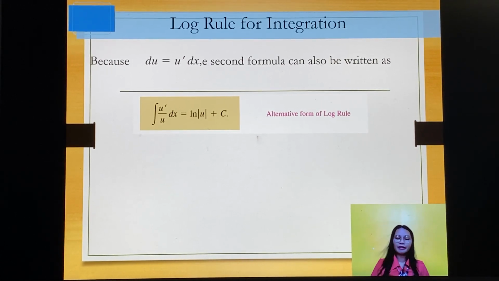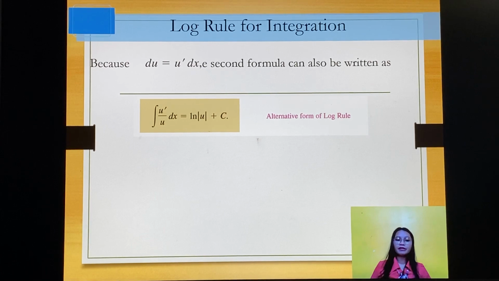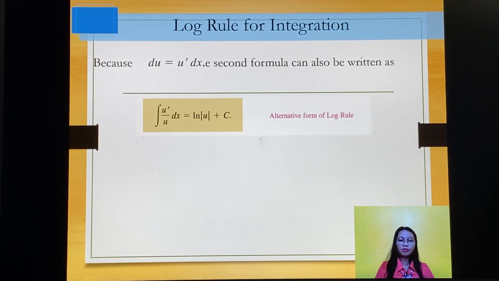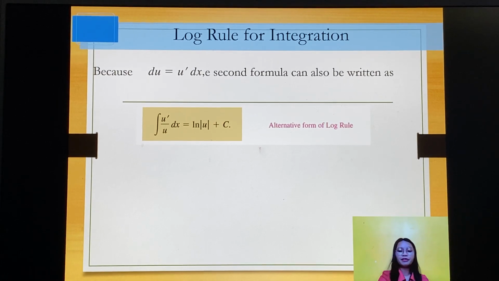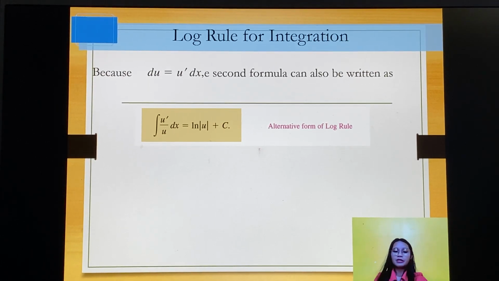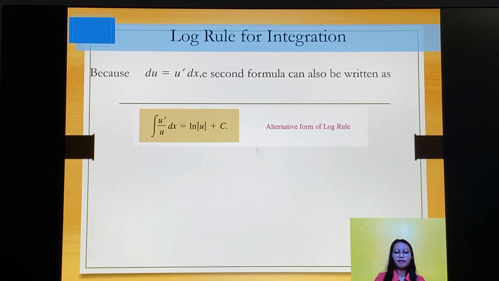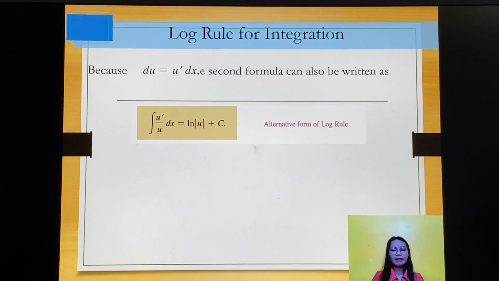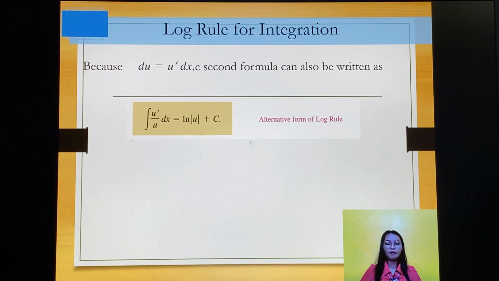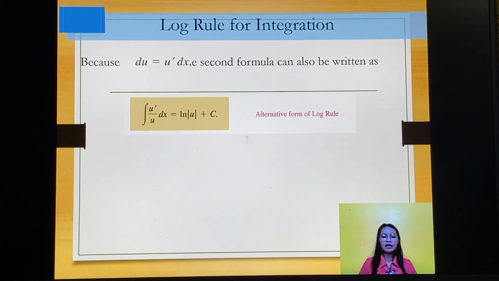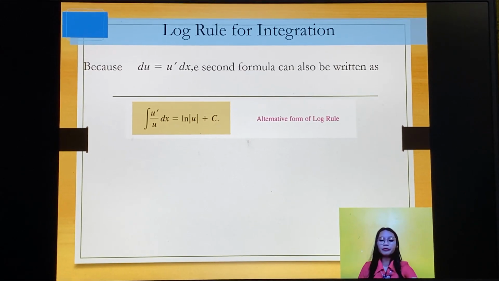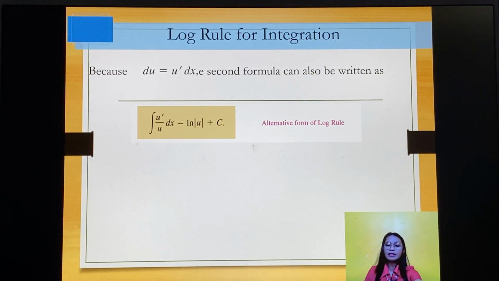This rule is derived from the fact that the derivative of the natural log of u with respect to x is equal to the derivative of u over u. It is important to note that the absolute value of u is used in the logarithmic rule to account for negative values of u. This ensures that the logarithm is defined for all real values of u except when u is equal to 0.